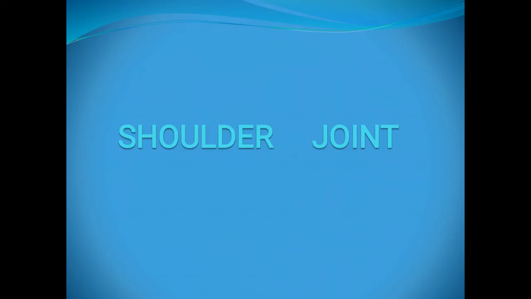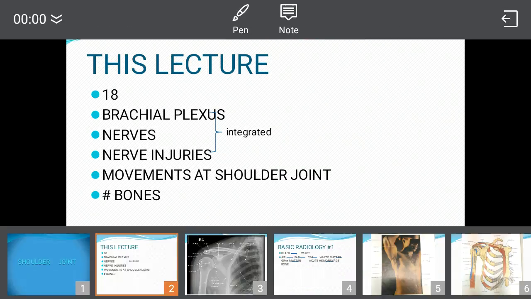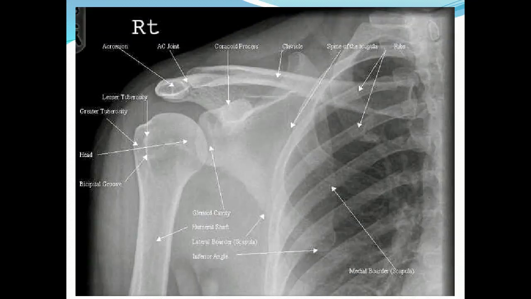We will take brachial plexus for about 20 to 25 minutes, and then we will see the nerve injuries involving the brachial plexus, and then I will discuss about fracture of clavicle and fracture of shaft of humerus and neck of humerus. So just to get you familiar with an x-ray, let us see this.